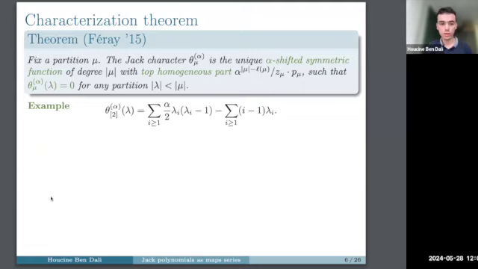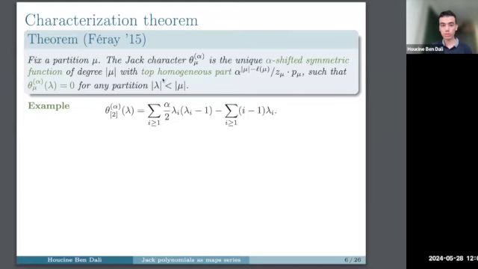So let me give a small example. When we take the partition mu, it is just the partition 2. The definition of the Jack character as a function on Young diagrams is that we can compute it, and it is given by this formula. It is just a sum over i, and it is some expression which depends on the parts of the partition lambda.